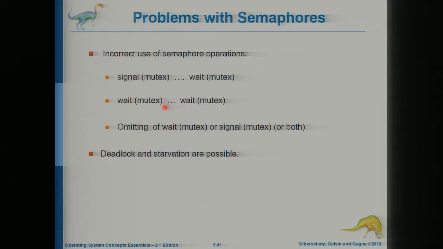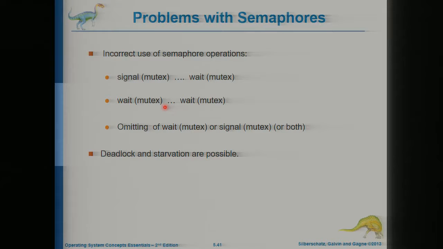So what are the problems with semaphores? The problems with semaphores can be coding problems. You can code signal and wait wrongly. You may first signal and enter the critical section and then execute the wait. So at the exit of the critical section, you will execute wait. Actually, first you should wait and then you should signal. But you are signaling and then you are waiting.